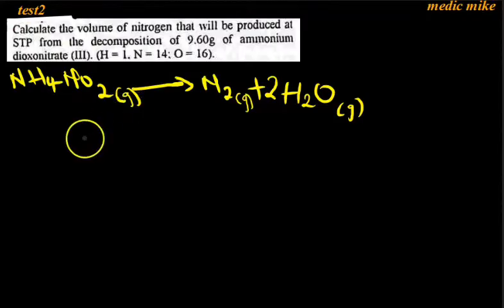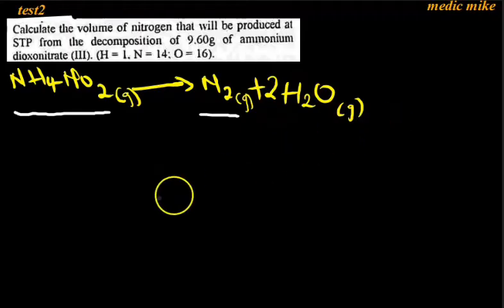So what we have to do next is to bring down, remember, we are looking for the volume of nitrogen that will be produced at STP from the decomposition of 9.6 grams of ammonium dinitrate. So what we'll be using to solve this question is ammonium dinitrate, which is this, and nitrogen gas. So we are not using the molecule of water here to solve this question. Since it is the same mole, the question will be easier to solve. So this is 1 mole of ammonium dinitrate, and this is 1 mole of nitrogen gas.